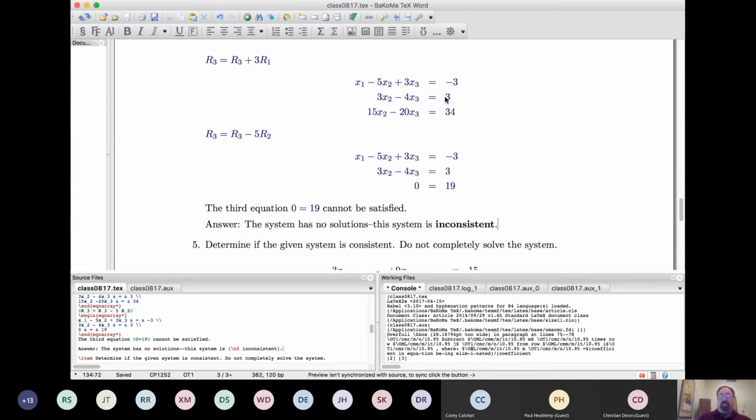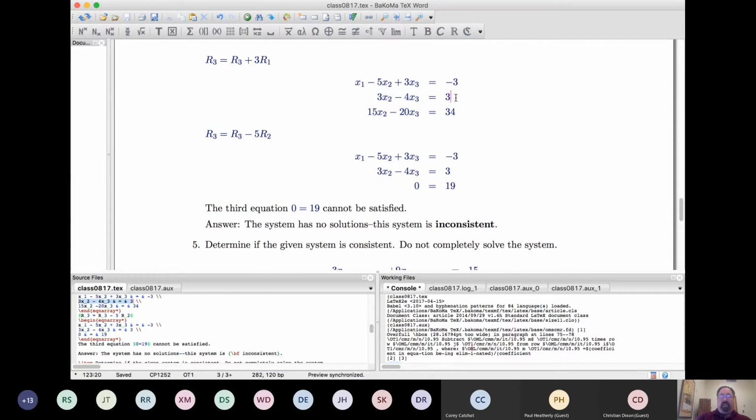And you can kind of see that from up here. Like if I look at these two equations, if I take this second equation and multiply it by 5, both sides, I'll have 15x2 minus 20x3 is equal to 15. So in that case, the second and third equations have the same left sides, 15x2 minus 20x3, but different right sides. They both cannot be satisfied simultaneously. We must satisfy all equations. That just isn't possible. So that's something that can happen from a system of linear equations.